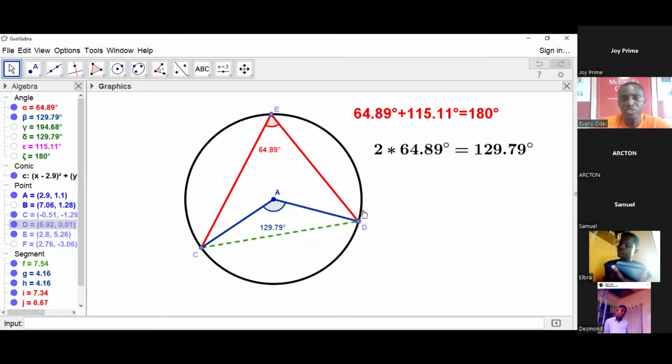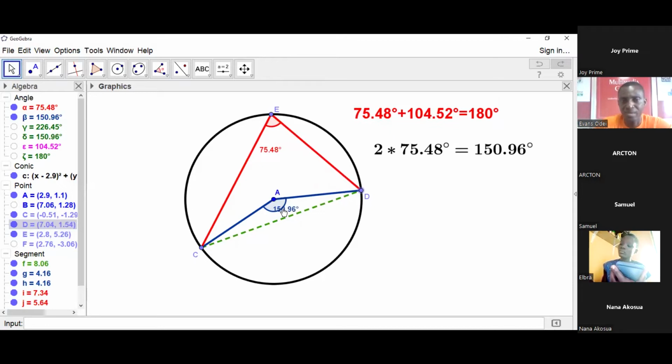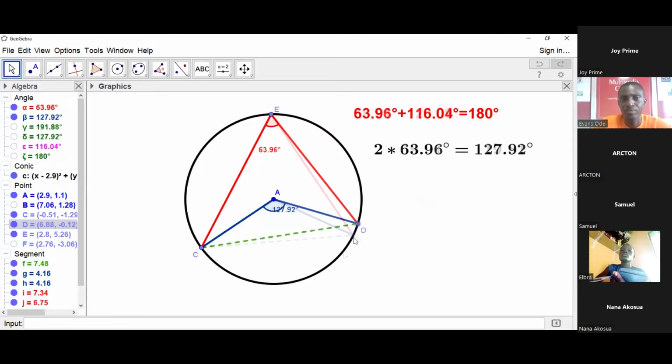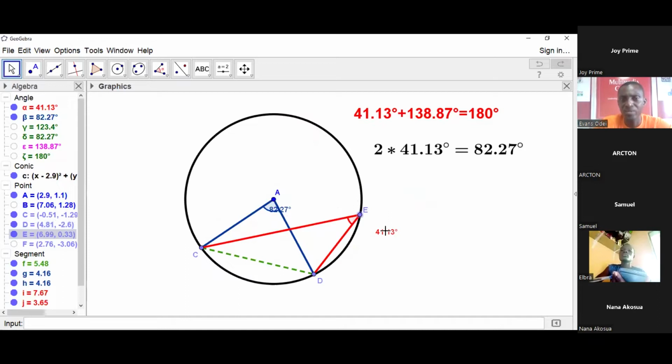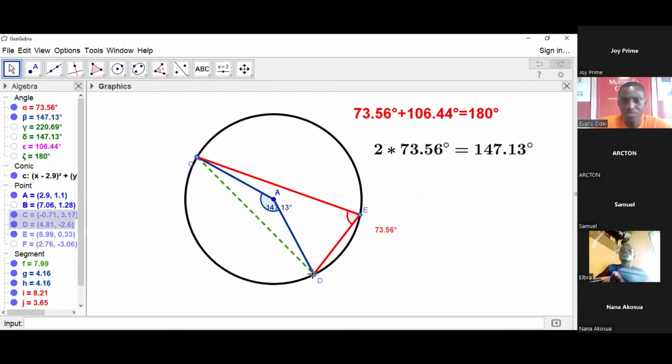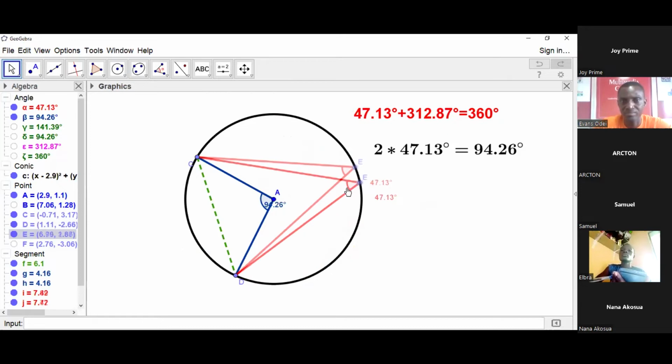If I change the length of the chord, making the central angle different, you see that still, if you multiply 75.48 times 2, which of course I've done over here, you can see the answer will be the same as 150.96. So that is what the circle theorem is saying. Even if I move the angle here, I will still get this theorem to be true. If I move it here, I will still get this theorem to be true. So you can see that the theorem is true throughout. Can you see that? Beautiful.